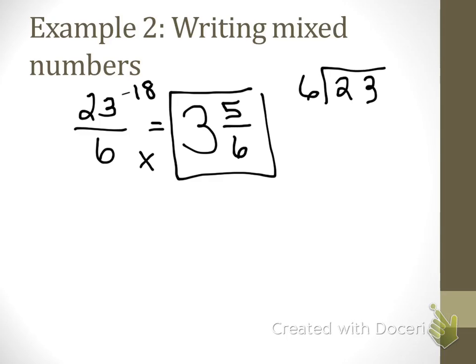All right, so that would be 3 and 5/6. Now I want you to go ahead and do numbers 5 through 8 under your turn now on page 186.